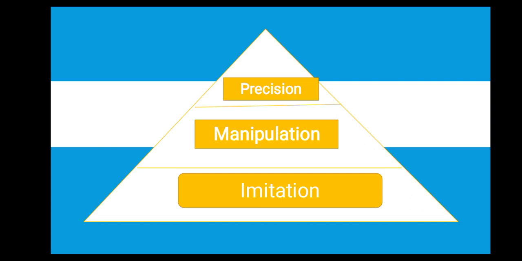So next, the manipulation. It is guided via instruction to perform a skill. So it means when you perform a skill, you need the instruction to follow.